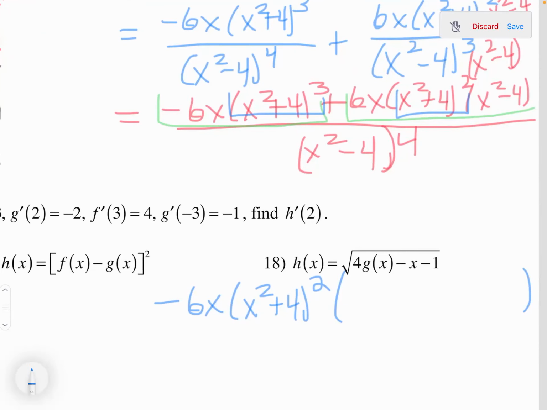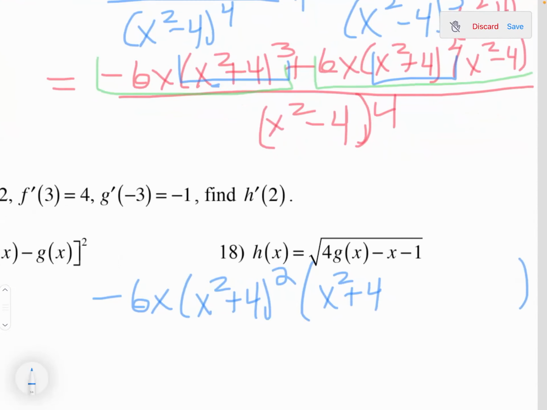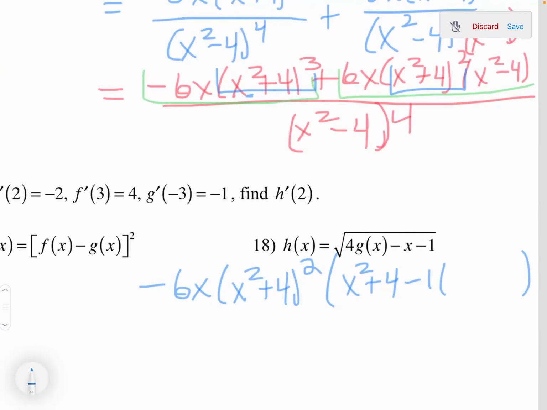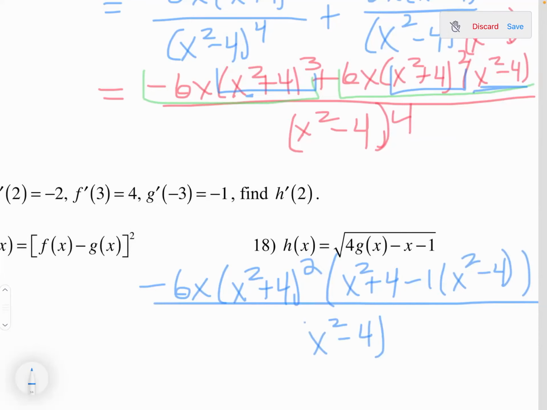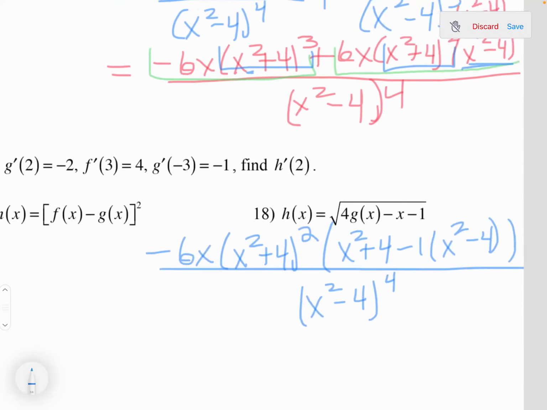And we would be left with 1 factor of x squared plus 4 because we had 3 and we factored 2 out. 6x, we factored negative 6x out. That's going to be a negative 1. And then we had 2 factors of x squared plus 4. We factored both of those out. But we do have this x squared minus 4 left over. So that's what the numerator would look like. The denominator would not change. X squared minus 4 raised to the fourth power.